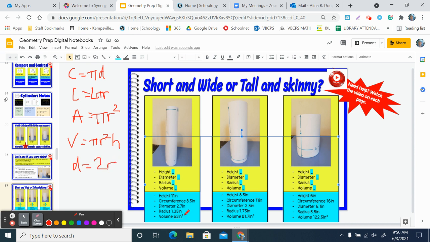So you'll notice that the volume in that first cylinder was 63. The volume in the second cylinder was like 82. And the volume in that third cylinder was 122. The crazy thing is, all three cylinders were built out of a single sheet of paper. So tall, skinny cylinders versus short, fat cylinders. The short, fat cylinders with the same lateral surface area are going to hold the most volume.